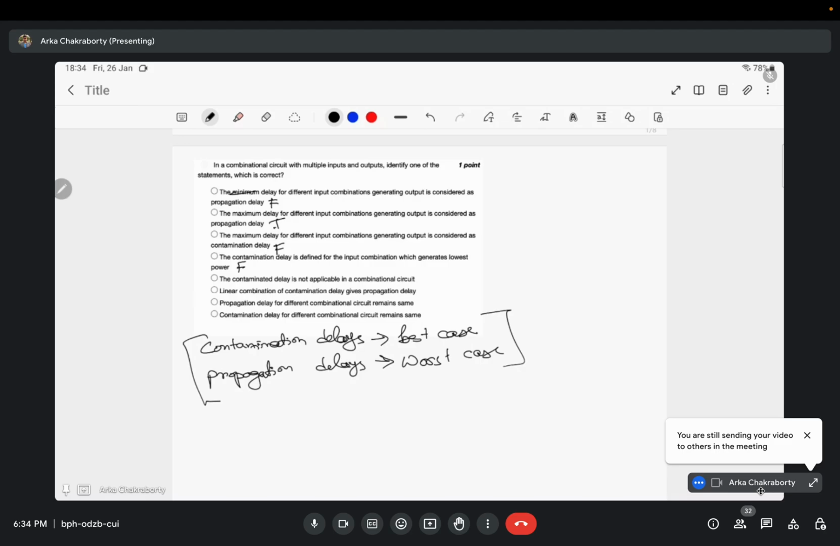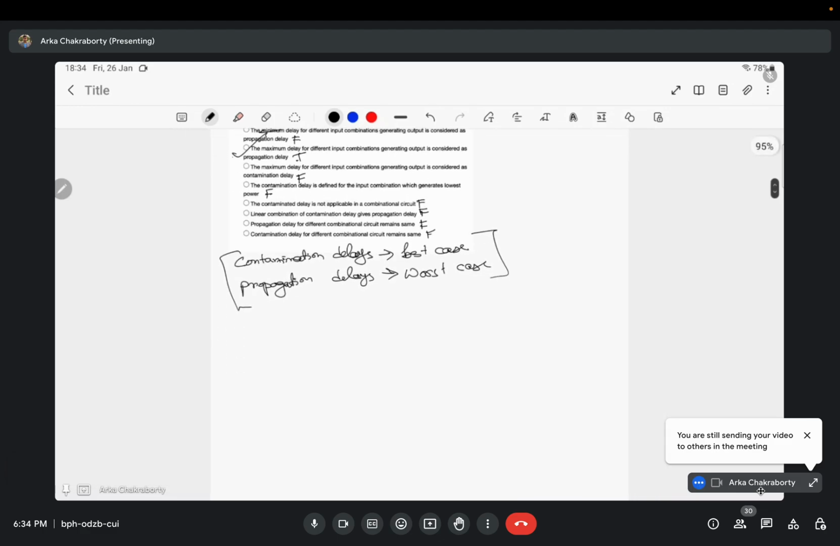Next is, a linear combination of contamination delay gives propagation delay. No, there are some other factors you have to consider, so this is also false. Next is, propagation delay for different combinational circuits remains the same. No, not a chance. It will of course depend on the circuit, the transistors or circuitry that you are using, and it will vary from circuit to circuit. Finally, contamination delay for different combinational circuits remains the same. It's also false. It will vary from circuit to circuit. So the only correct option is option number 2. Okay, let us move on.